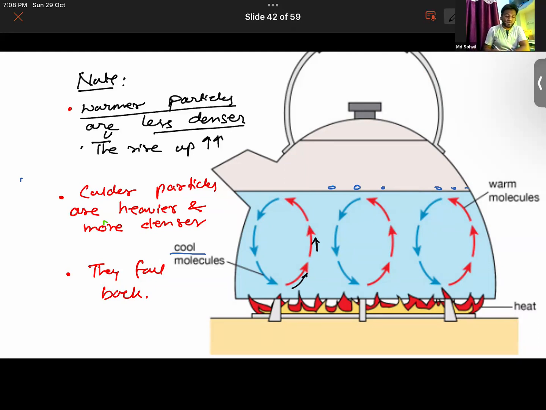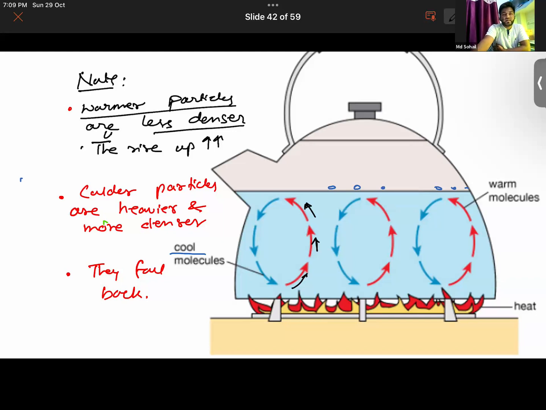Now, as soon as the molecules of the water rise up, they are far away from the heat. When the molecules have traveled to the surface, they are not in contact with heat anymore. So they become cooled again. Because we know that colder particles are heavier and more dense, they fall back. So they start falling back to the base. As soon as they fall back to the base, they become hotter again, and we know hotter particles are less dense and rise up. So they again rise up.